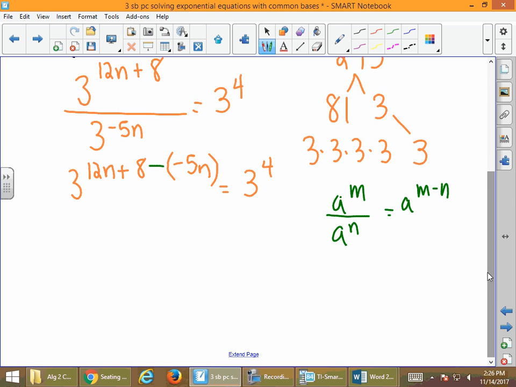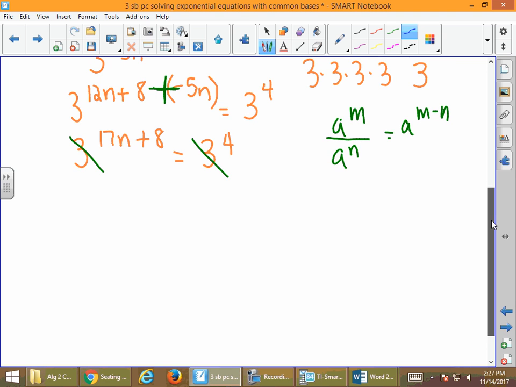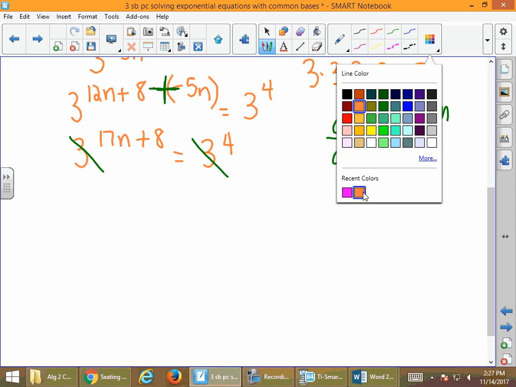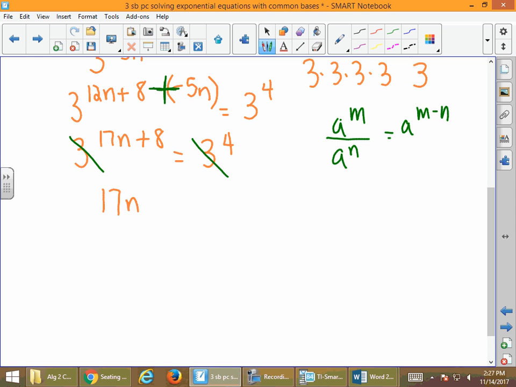Well, double negative gives us positive. We have 3 to the 12n plus 5n, which is 17n, plus 8 equals 3 to the 4th. And finally, what I've done quickly here is that we have a 3 on the left side and a 3 on the right side. We don't need to worry about that. Luckily enough, we don't need a factor on this one. We don't have any squared term in it. We just have 17n plus 8 equals 4.